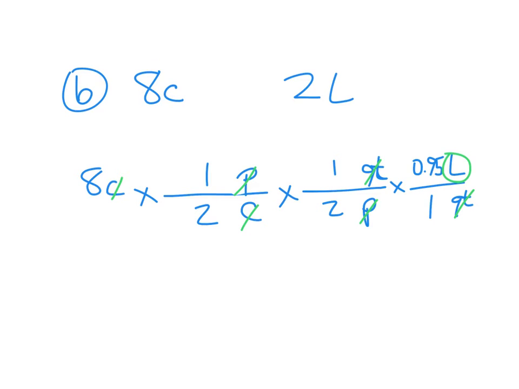Make sense? So now I just multiply straight across. 8 times 1 times 1 is still 8, right? So then I have 8 times 0.95. What's 8 times 0.95?